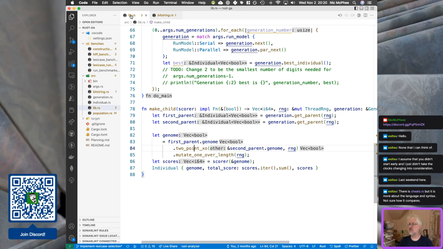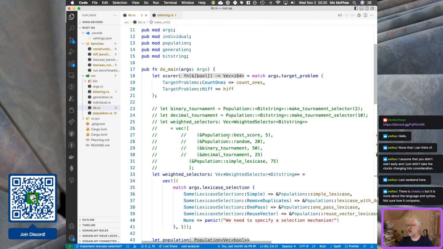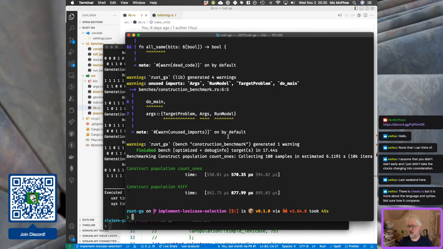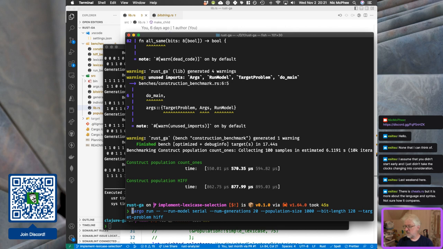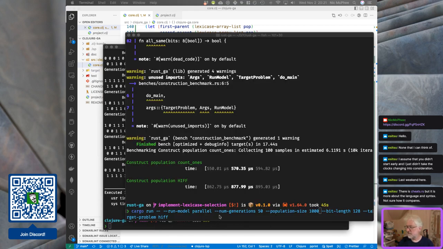Rust, let's see, if we come back over here, so Rust is set up, so we ought to just be able to run it. Cargo run --. So if we try to make things similar, so we can make parallel for 50 generations and population size 1,000 and bit length 128 and the target problem hiff. And I think that's what we were doing here. Yeah, 1,000 individuals, 128, 50 generations. And that should be running essentially the same problem.